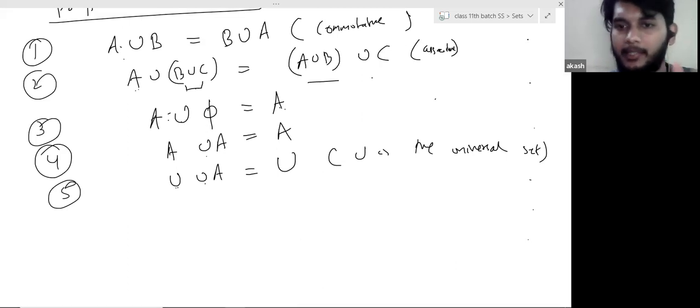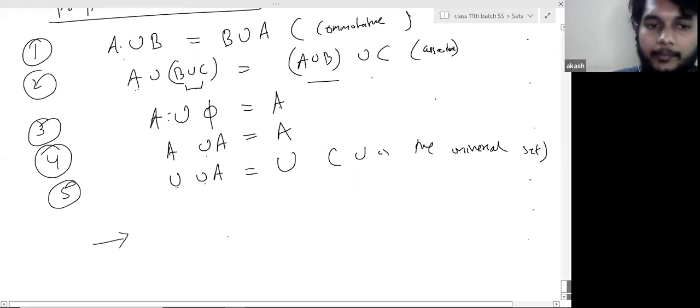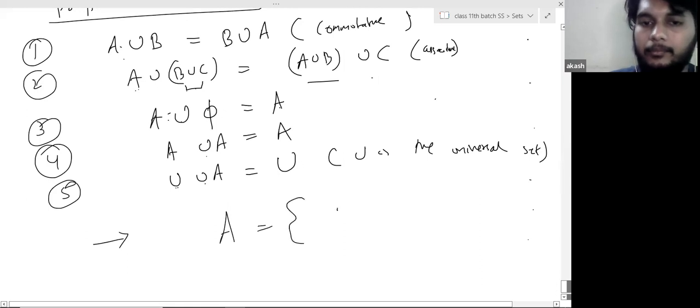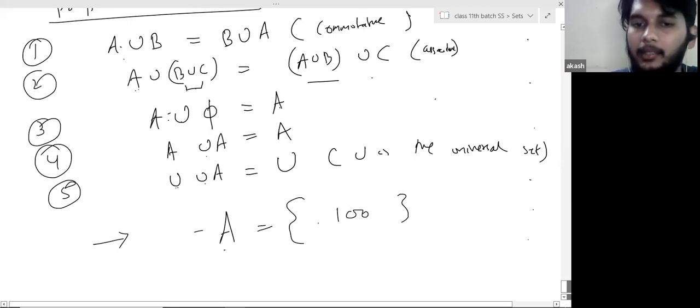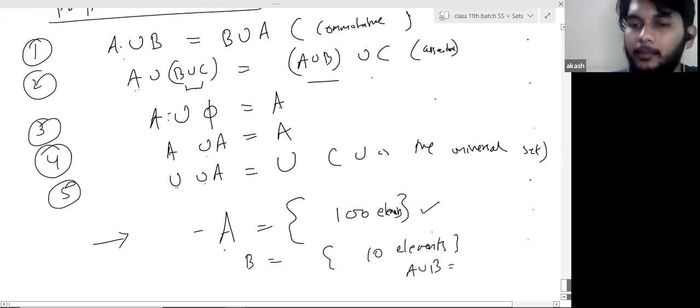This you can remember by this thing. If you have a small set and a larger set, if you take union, then the union will always be either bigger than or equal to the larger set. What does it mean? Suppose we have a set A where 100 elements are there, and a set B where 10 elements are there. If I say A union B, then this will either be more than 100 elements or equal to 100 elements. It cannot be less than 100 elements. This is clear?